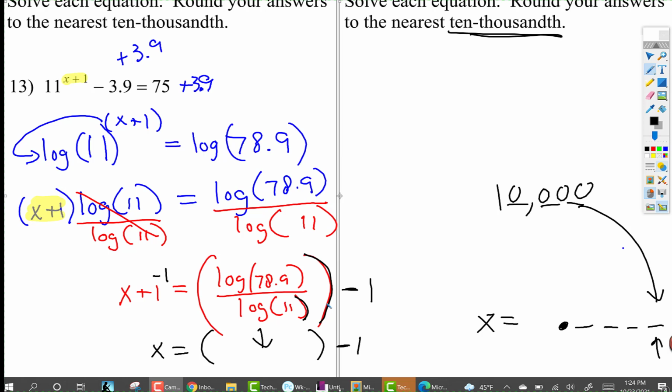And you get 0.821167. This 7 will make that 6 round up to 7. And then you put the approximation symbol, just like that.